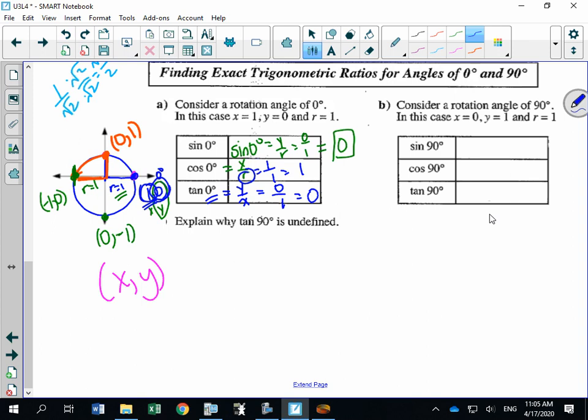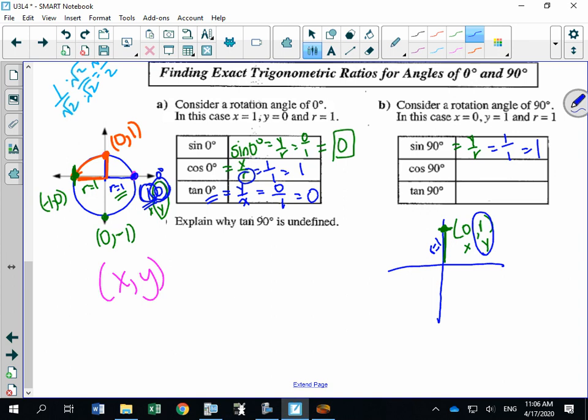Now we're going to do the same thing for 90 degrees. So 90 degrees is right here. If I ask what is that ordered pair at 90 degrees, your x value is 0, and the radius, or the height of this, is always 1 on our unit circle. So the sine of 90 degrees, y over r, is 1 divided by my radius, 1. 1 over 1 is 1.